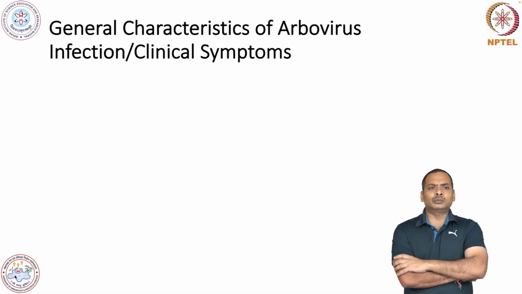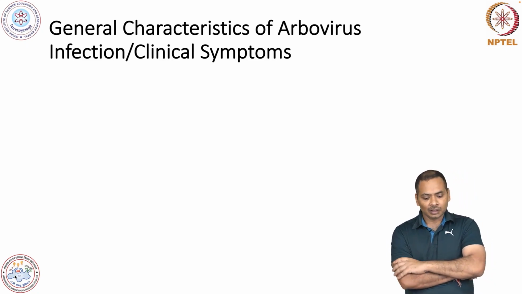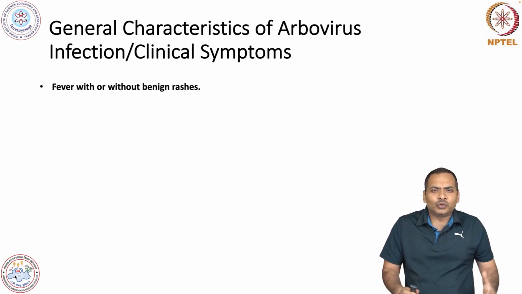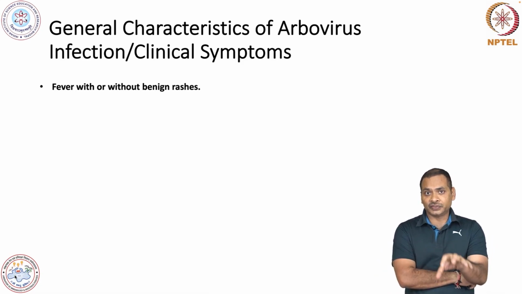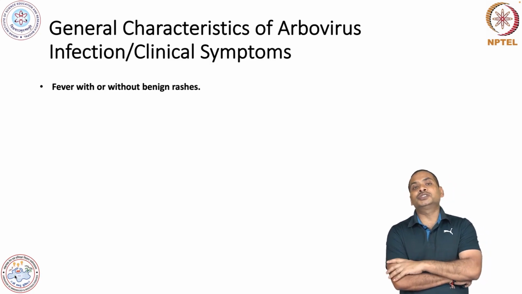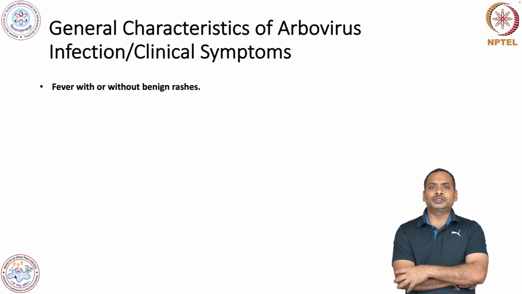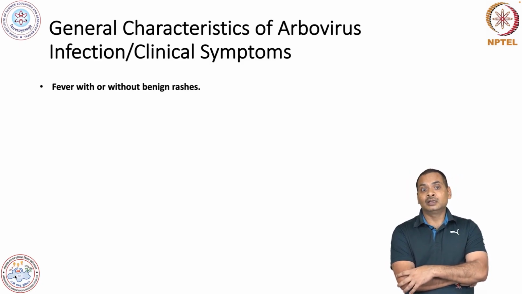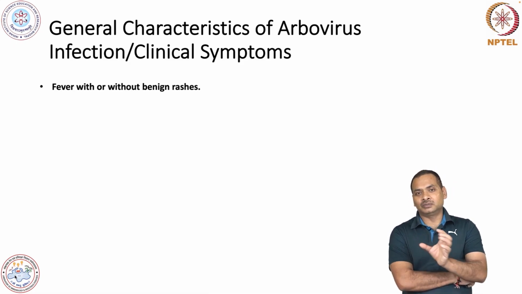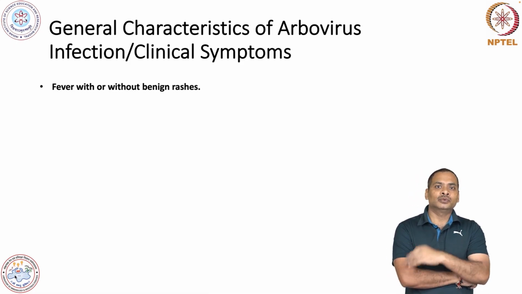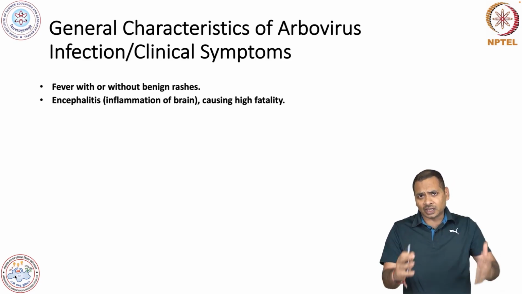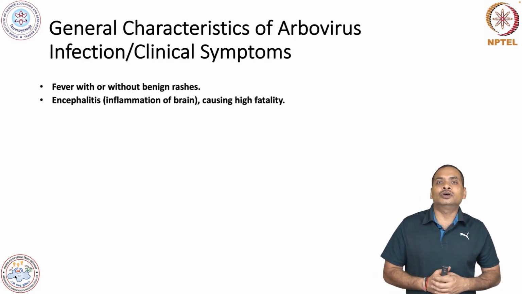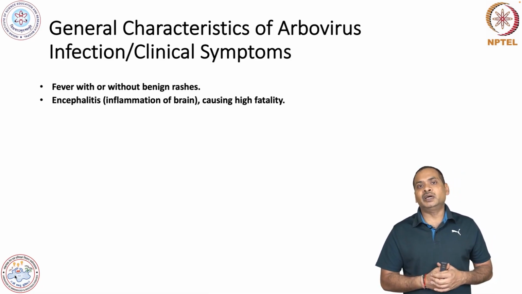Here I will talk about the general characteristics of arbovirus infection, or clinical symptoms. These arbovirus infections are mainly associated with fever. In most cases the fever is associated with some benign rashes, which are not very dangerous. Some rashes will be there in several cases of arboviral infection. Another symptom is encephalitis. Most of these arboviruses cause inflammation of the central nervous system, which consists of the brain and spinal cord.